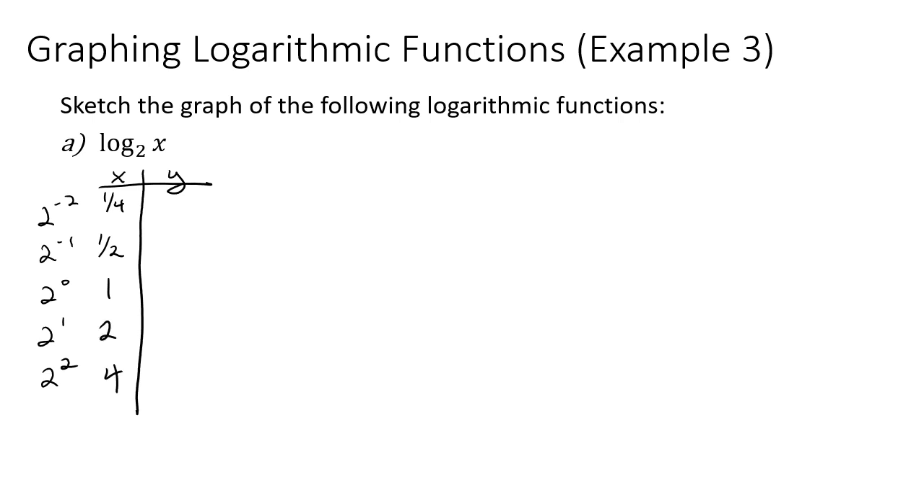2 to the 1st and 2 squared. So these are the x values that I want to pick for the graph. The y values, on the other hand, are really easy if you just keep in mind what we were doing here. Because now, if you were to plug these back in, the log base 2 and the exponent base 2 would cancel each other out. So log base 2 of 1/4 would give us negative 2.